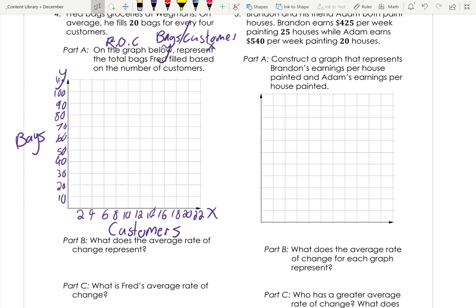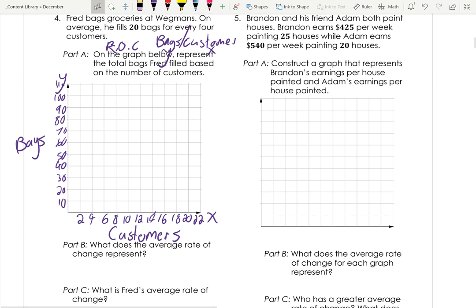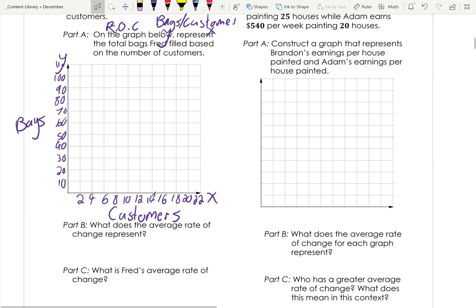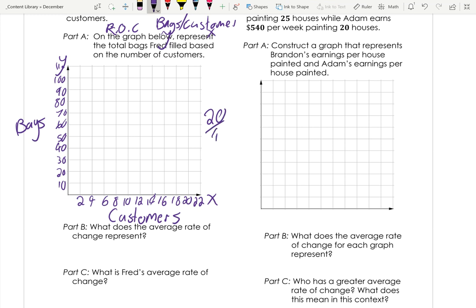So let's graph what we have here. We know it's 20 bags every 4 customers, right? Essentially, this is going to be 5 bags per customer. So one customer would be 5 bags, which would make 2 customers 10, 3 customers 15, 4 customers 20, 5 customers 25, 6 customers 30, and so on.